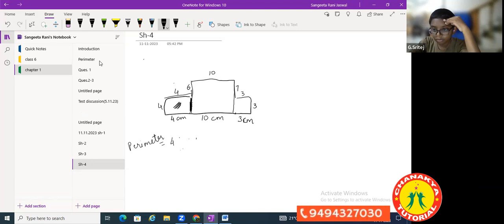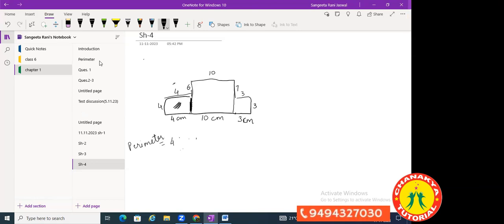See, I'm starting the perimeter counting from here. I'll begin with this 4, then this 4, then this 4. 4 plus 4 plus 4. Then I have 10, 3, 3. 10 plus 3 plus 3. Then I have this 3, one more 3 here. Then I have 7, 10, and 6.